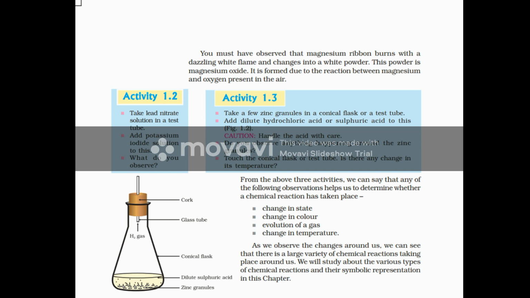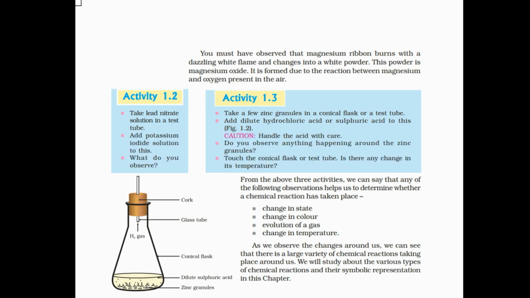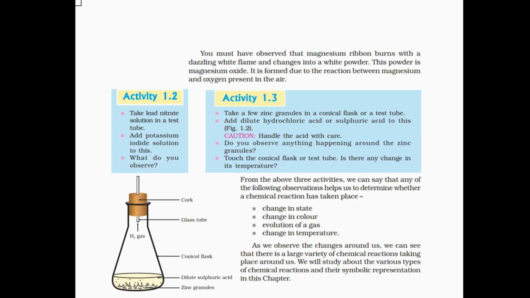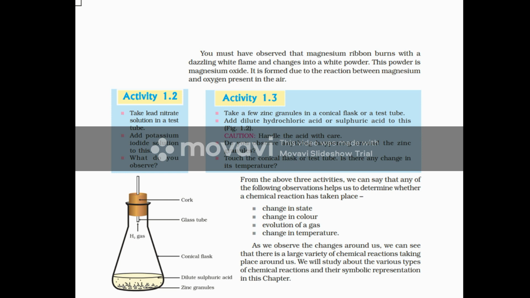When zinc reacts with dilute sulfuric acid, hydrogen gas is evolved, and you can observe a few bubbles in the conical flask. It is an example of a single displacement reaction. It is a type of chemical reaction that you will see in further videos. Here, if you touch the conical flask, you will observe a change in temperature. It is a slightly exothermic reaction.